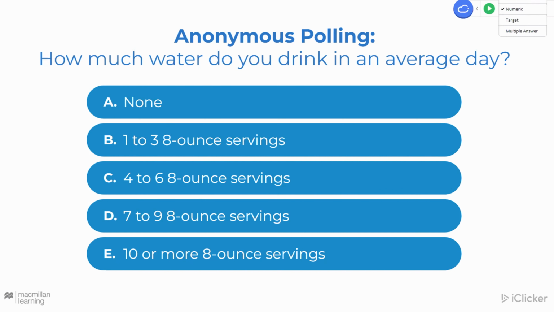So anonymous polling, I'll show real quick. So let's just say this question is one that I don't think the students are really going to want to give me their complete, honest answer on. So I can turn on anonymous polling from right here on this ellipses. You can see the toolbar turns black. I'll go ahead and click start.